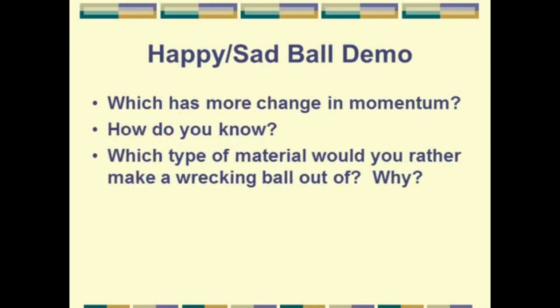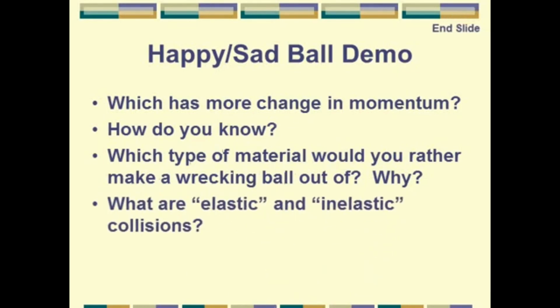When you have a wrecking ball, you would want it made of a more elastic material, something that's going to bounce more. You think about wrecking balls being made of steel, and you don't really think of steel as being very bouncy. But if you've ever seen a steel bearing or steel ball and you drop it, it bounces pretty well. It's fairly elastic. A wrecking ball made of steel acts more like a happy ball than a sad ball. So this is more of an elastic collision, which bounces, and an inelastic collision is more like the sad ball, which just hits and stays where it is.